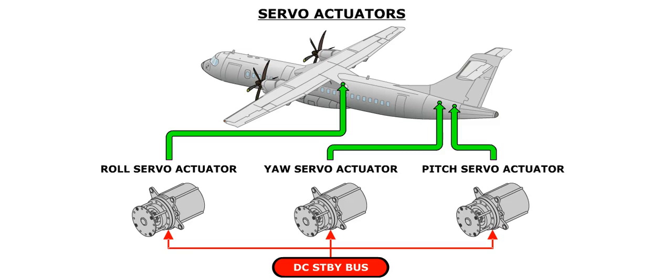The AFCS uses 3 servo actuators to control the aircraft. These consist of an electric motor and a clutch assembly that moves the respective flight control surface. The pitch and yaw actuators are located in the aft portion of the aircraft. The roll servo actuators are located on the aft side of the wing box. The control for the servos is powered by the DC standby bus.